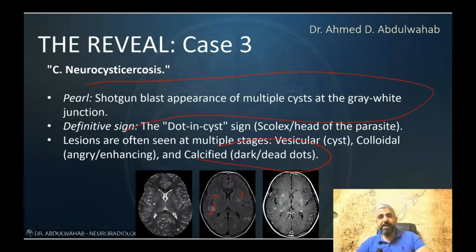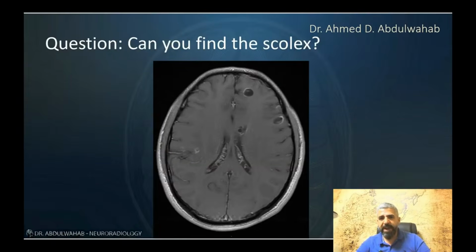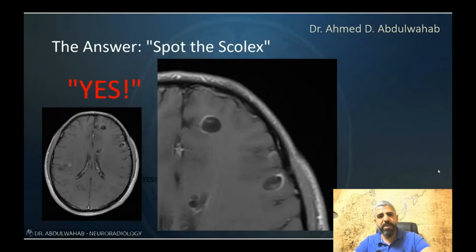Now, let's get ready for flash round number 3. It's called Spot the Scolex. Question, can you find the scolex? Post-contrast T1 axial image. Yes, we can find the scolex in this magnified view. You can see the cyst and the tiny enhancing scolex here. Again, here the cyst and the tiny enhancing scolex, and so on.